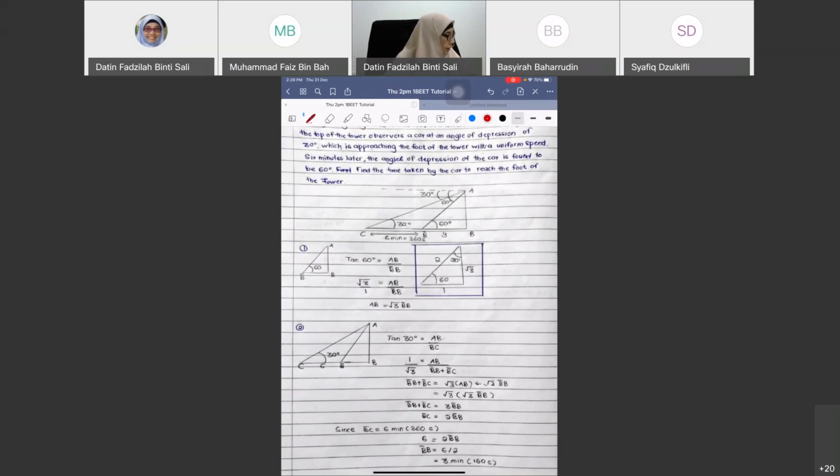A straight highway leads to the foot of a tower. A man standing at the top of the tower observes a car at an angle of depression of 30 degrees, which is approaching the foot of the tower with a uniform speed. 6 minutes later, the angle of depression of the car is found to be 60 degrees. Find the time taken by the car to reach the foot of the tower. All right, let's look at your friend's diagram.